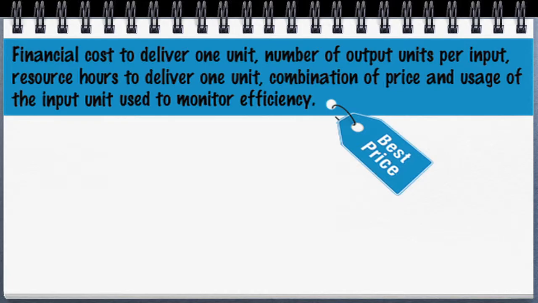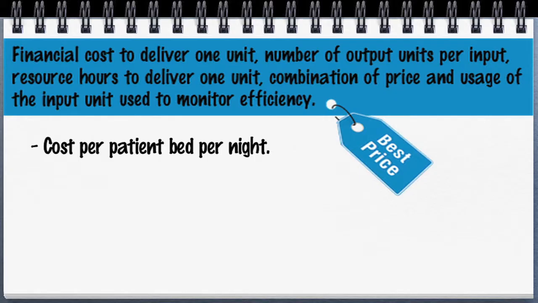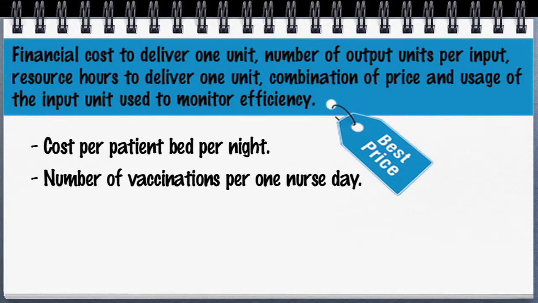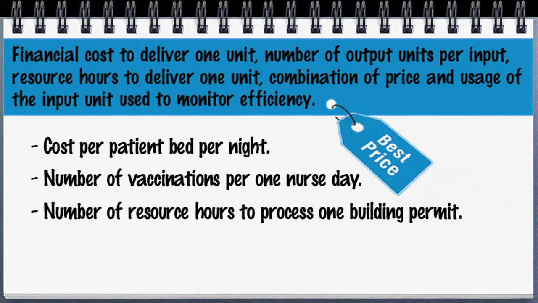Unit cost, price. Financial cost to deliver one unit, number of input units per output, resource hours to deliver one unit, combination of price and usage of the input unit. Used to monitor efficiency. Examples of unit cost, price indicators are: cost per patient bed per night, number of vaccinations per one nurse day, number of resource hours to process one building permit, cost per bus kilometer, and many others.